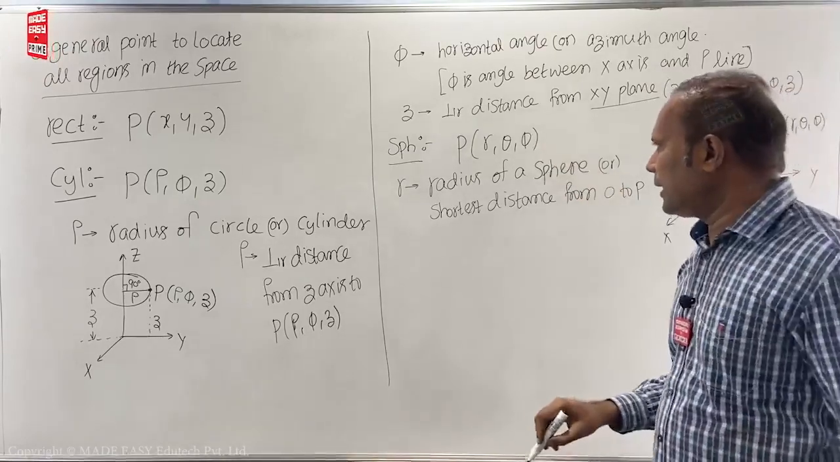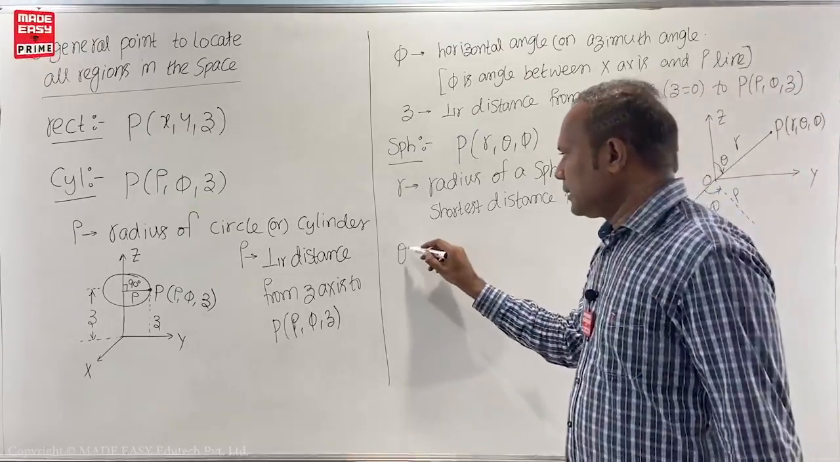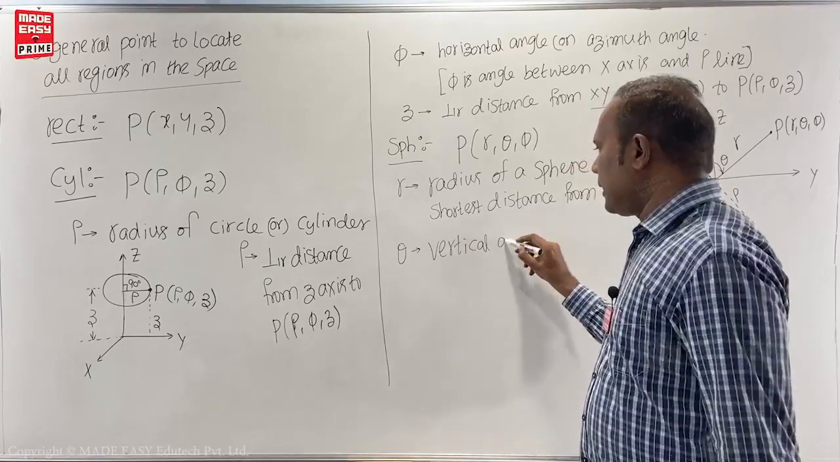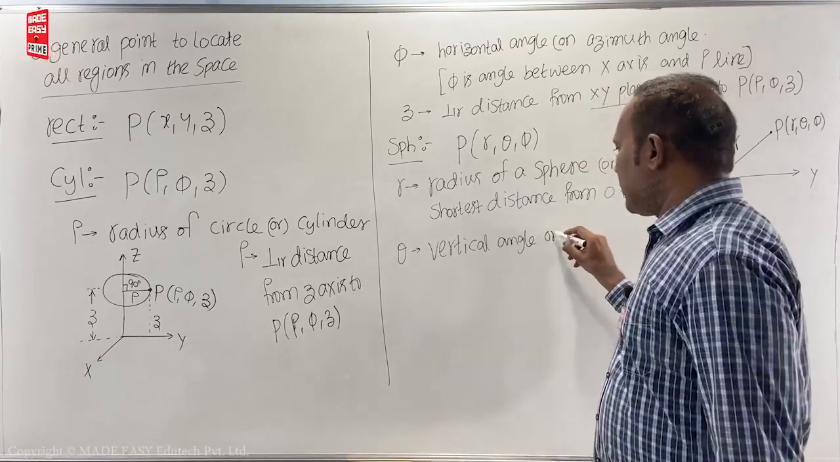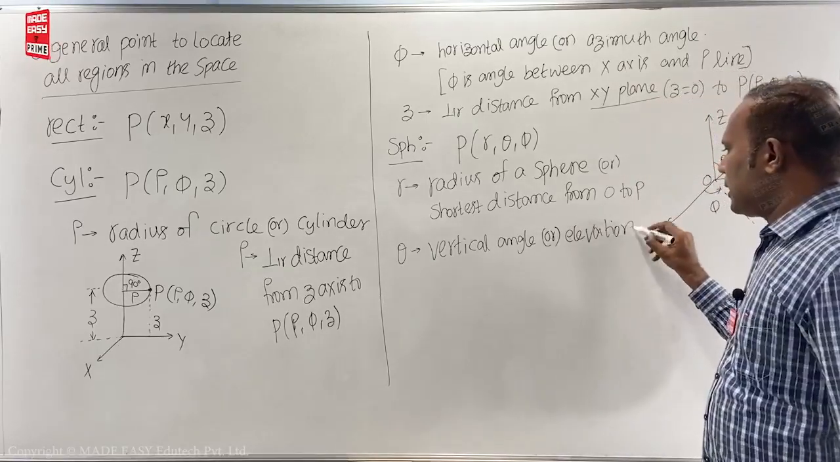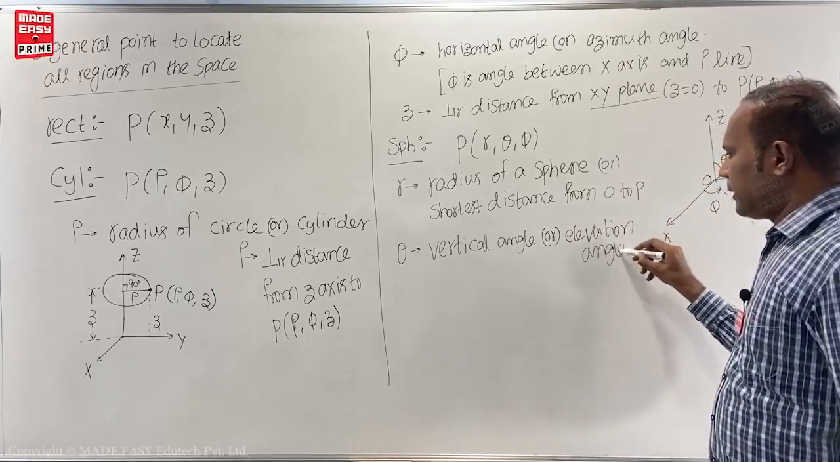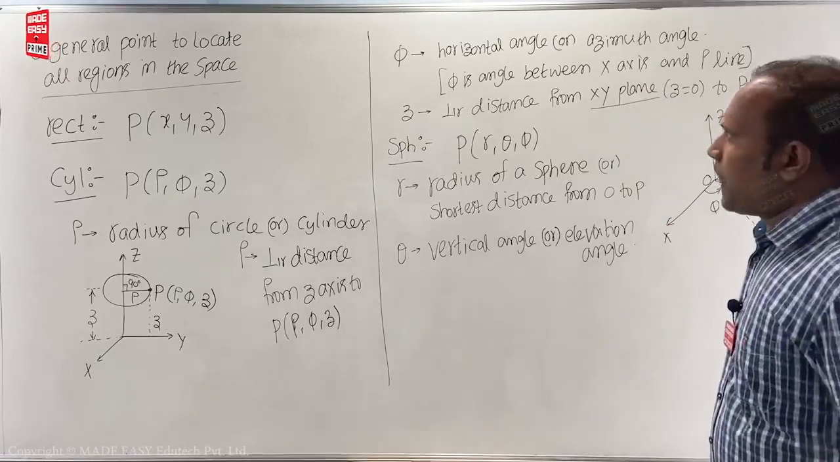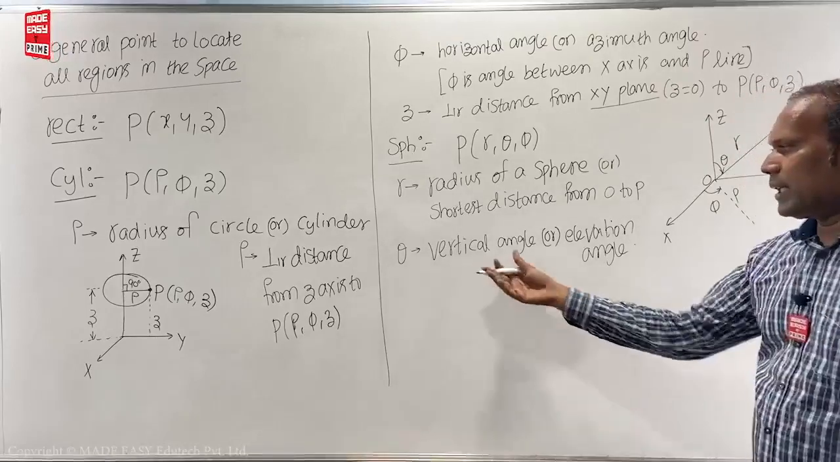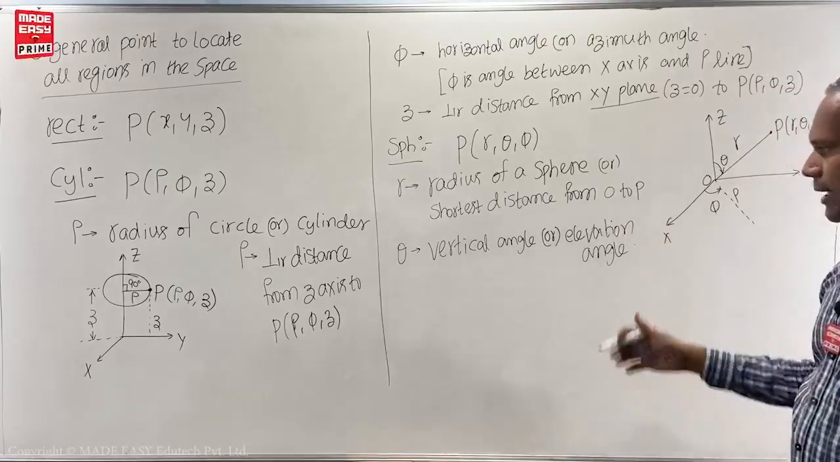So here theta is named the vertical angle. It is also called the elevation angle. Here phi is called the horizontal angle, otherwise the azimuth angle. Here theta is called the vertical angle, otherwise the elevation angle.